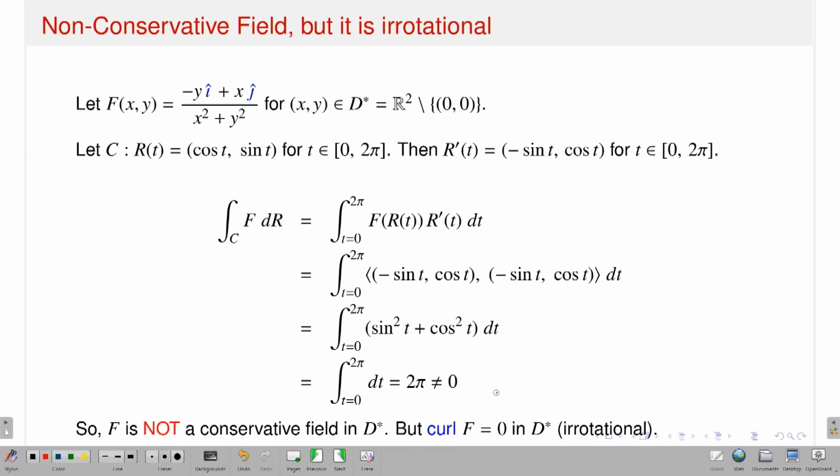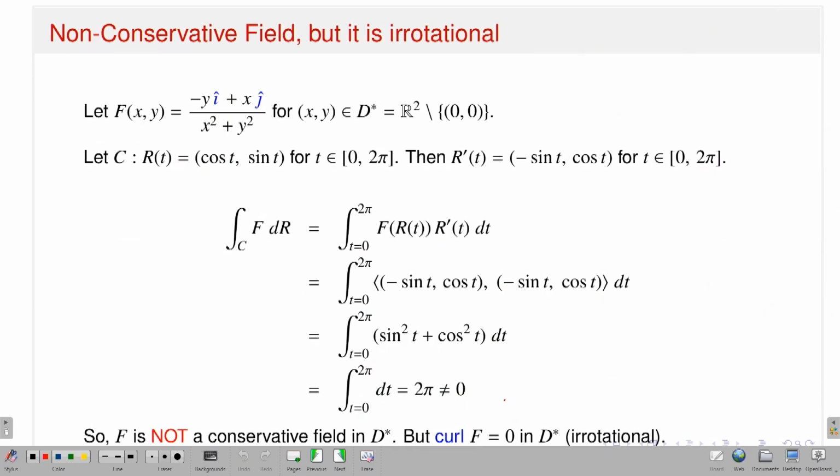But if I consider the curl of F, this is actually 0. If I calculate it, the curl of F has to be 0. That means it is actually an irrotational vector field. So again, I just repeat. This is my origin, this is my circle centered at the origin with radius 1.